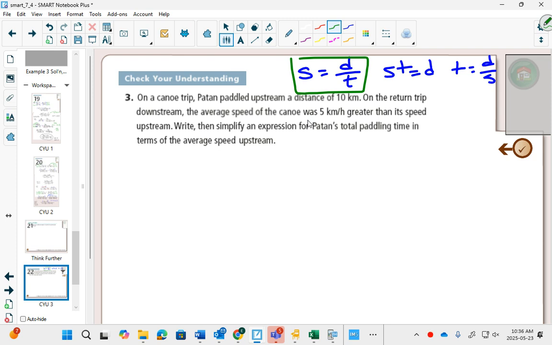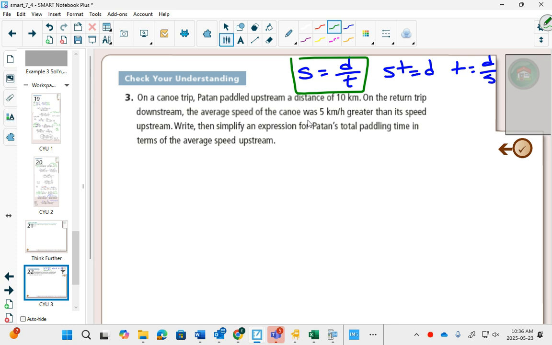Does anyone know anyone named Patan? I don't either. It's like, put an S in front, it's like a bad name. I was going to call it, I don't know, like a twin, I'm not sure.